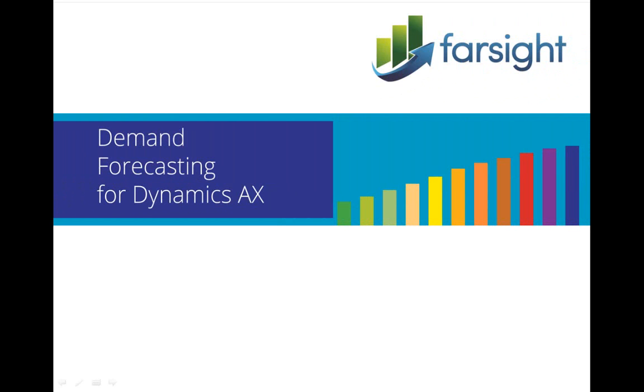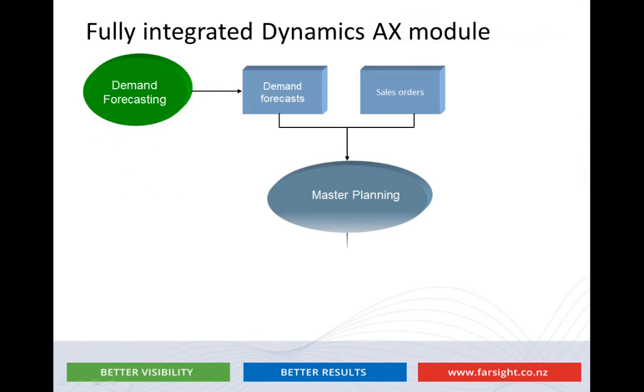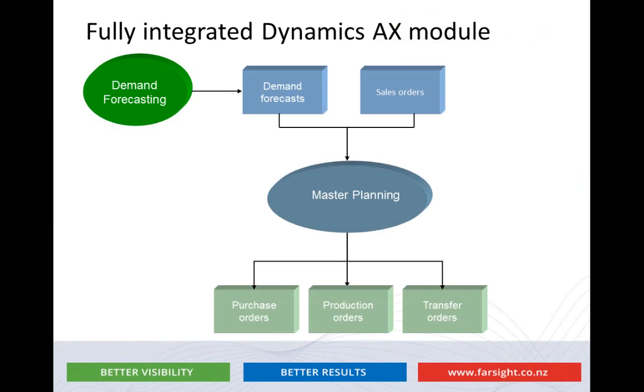This video provides you with an overview of demand forecasting for Dynamics AX from Farsight Solutions. Demand forecasting is a fully integrated module that is sold by over 20 authorized Dynamics AX partners around the world. It generates demand forecasts for use by AX master planning and is developed within Dynamics AX, so requires no interfacing of data. As a result, it can be implemented much more quickly than third-party forecasting products.